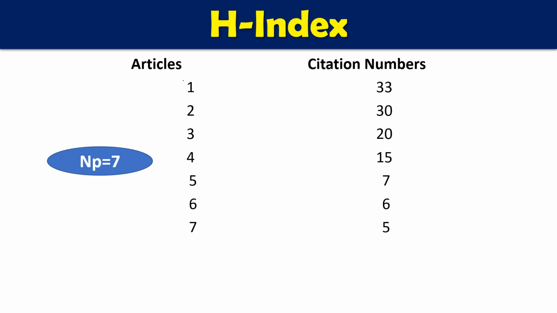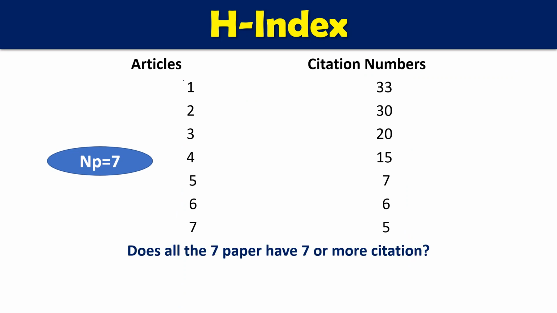The maximum H index this author can have is not more than 7. Because the number of papers is 7, the maximum H index can be 7 only. He will not have more than 7 H index. So we ask the question: do all the 7 papers have a minimum of 7 citations or more? Means minimum 7 citations. Just see, we are going to look from the lower side. Do all the 7 papers have 7 or more citations?